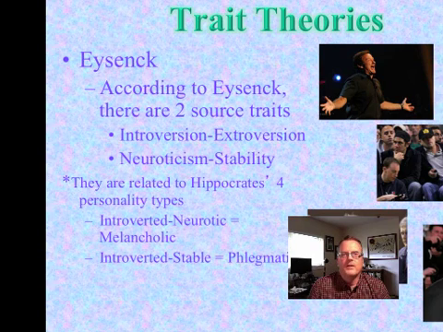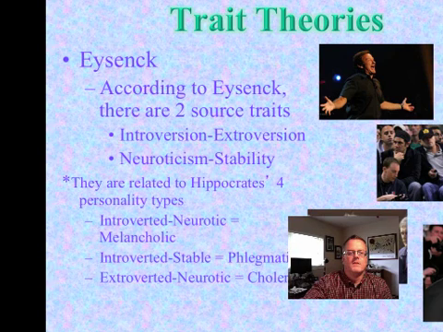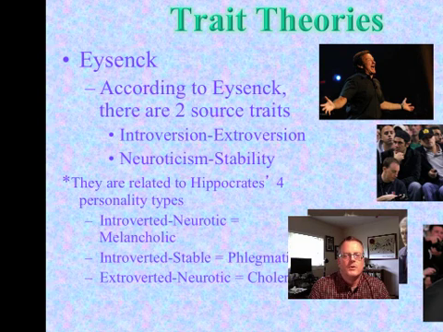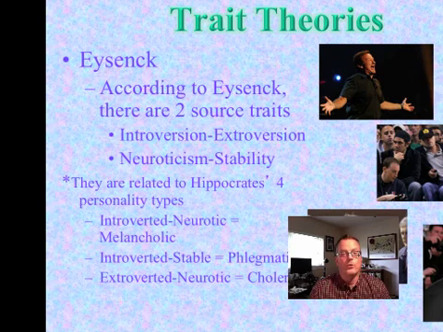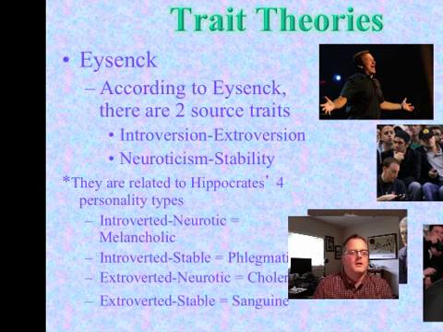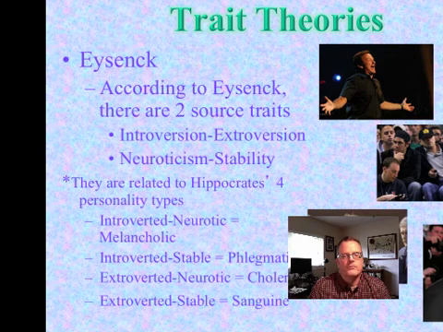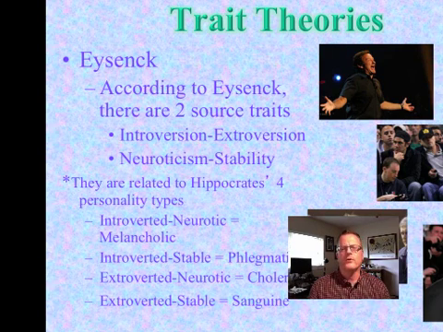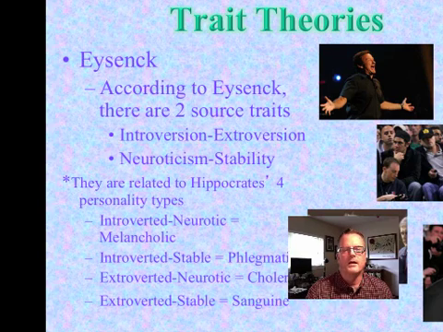Introverted and stable is phlegmatic, listless, or apathetic. Extroverted and neurotic is choleric or angry. So this is anger directed outward. And extroverted stable is sanguine or happy. So interestingly, Eysenck was able to put together these stages, this framework, so it fits very well with Galen's work.